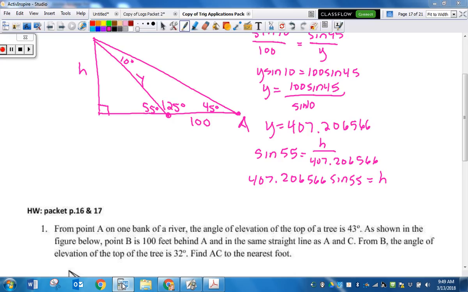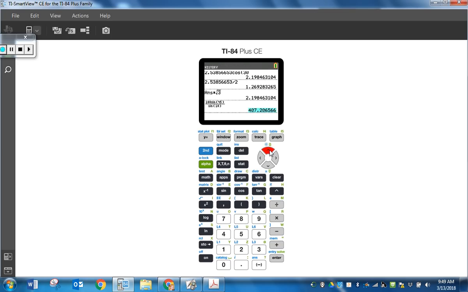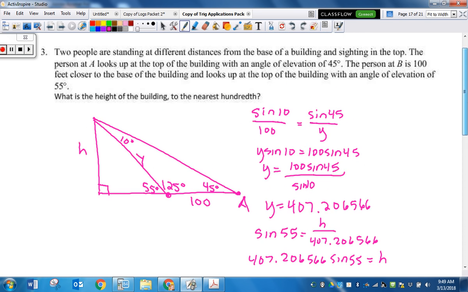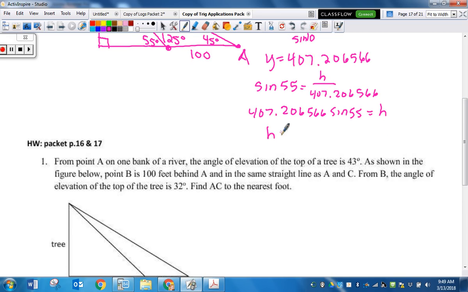And I go to my calculator, which already has that big long decimal in there. I multiply it by sine of 55, I hit enter, and I get that value, and they wanted me to round to nearest hundredth, so h to the nearest hundredth is 333.56. Final answer. Again, law of sines, or you can use your SOHCAHTOA there. Whatever you like.